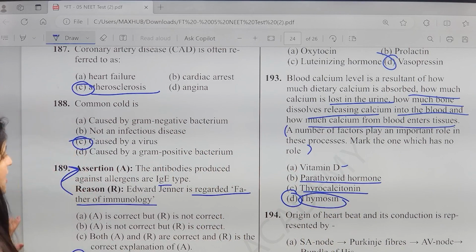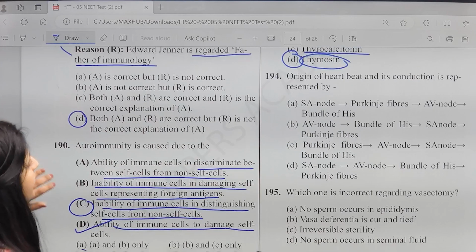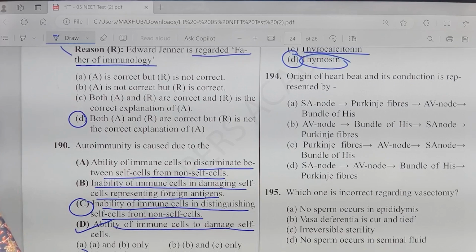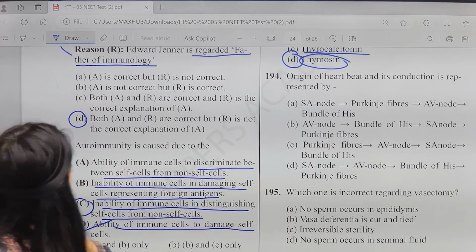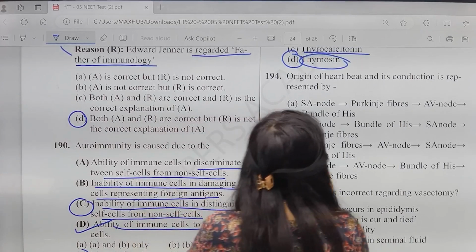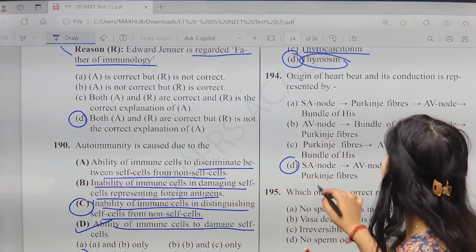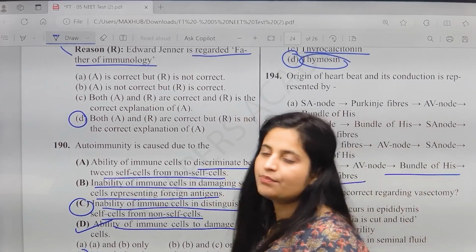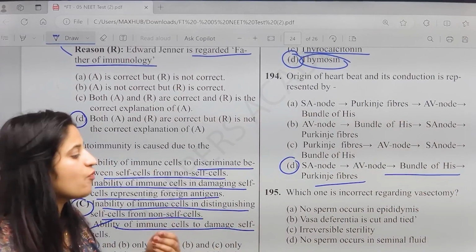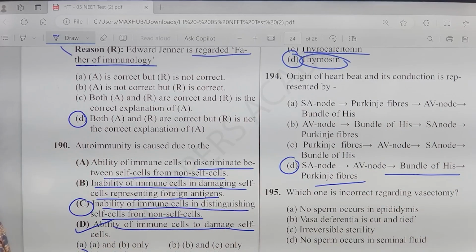Origin of heartbeat and its conduction is represented by the SA node to AV node to bundle of His, which is present in the interventricular septum, then it is transferred into the Purkinje fibers, which are responsible for the contraction of the ventricles.